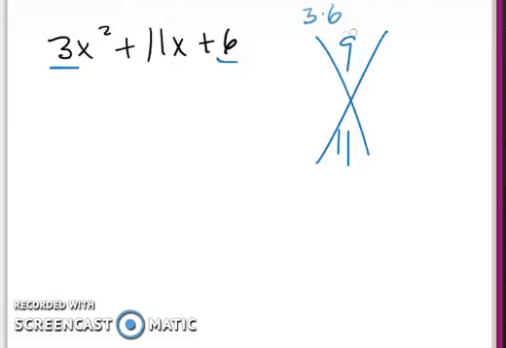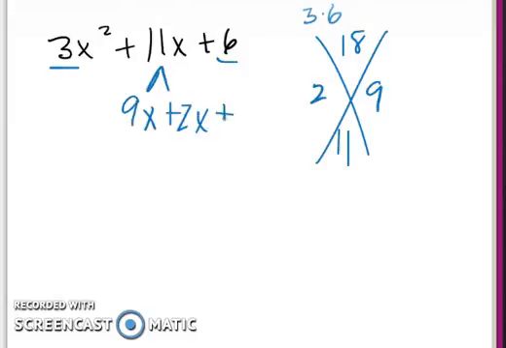Sorry, 3 times 6 is not 9. That's 3 plus 6. 3 times 6 is 18. So I got to think of what's going to get me to 11, and that should be 2 and 9. So we do the exact same thing. We just got to multiply the 3 and the 6 together and do it right, unlike I did the first time. So we get 9x plus 2x, throw the 6 down, and the 3x squared.